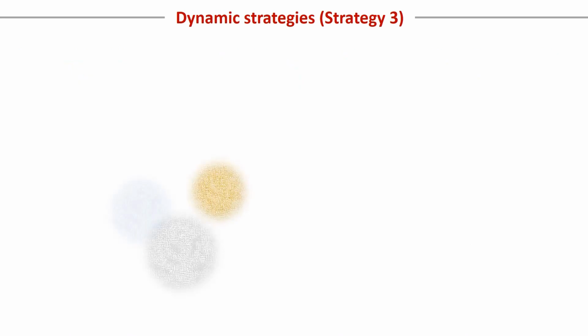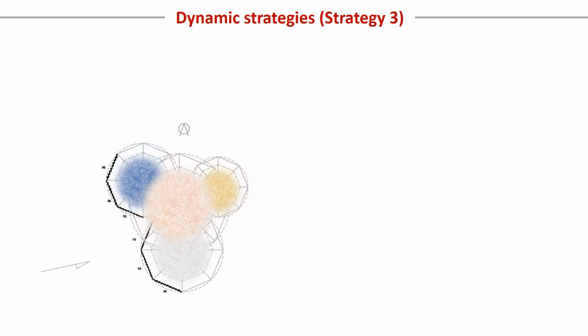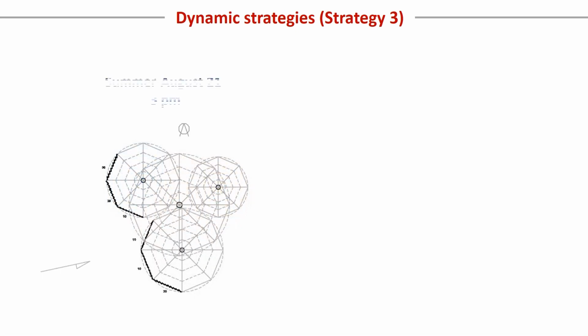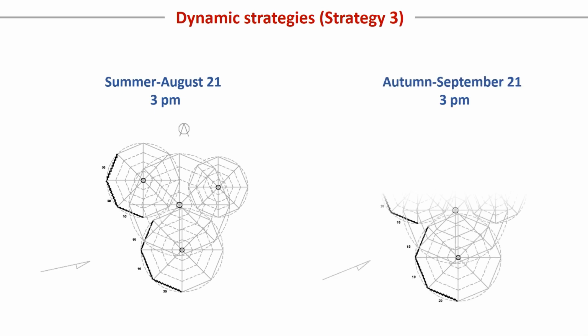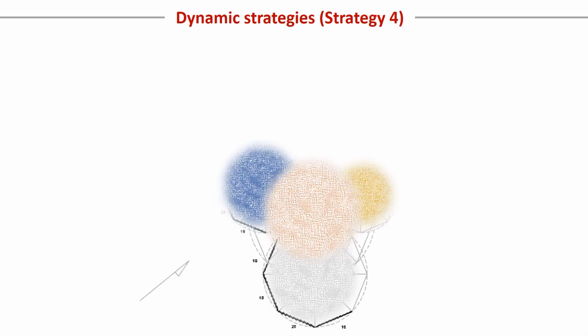For the third strategy, we also will have the four main pavilions. In this strategy, we will end up having two scenarios only, at 3 p.m. in summer and 3 p.m. in autumn. In the fourth strategy, we will have only one scenario, which will be at 3 p.m. in December.